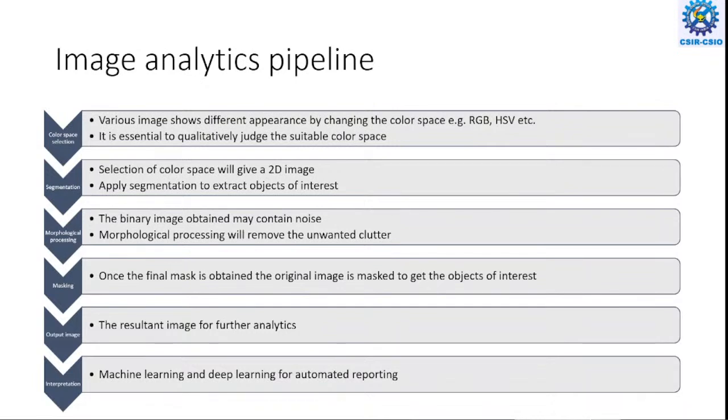Then we can apply some morphological operations to get the proper shape of the cell. And then we can use the mask. Basically, that mask will take out only those color information from the original image to get your desired output. And then we can apply different machine learning and deep learning applications for automated reporting.